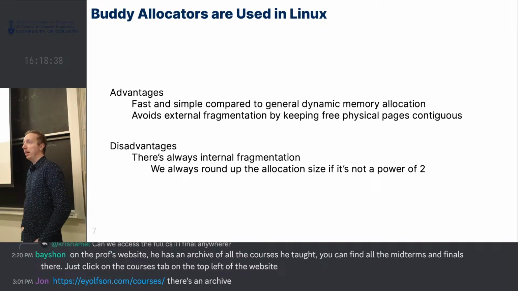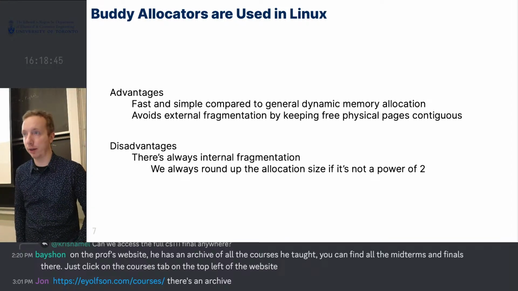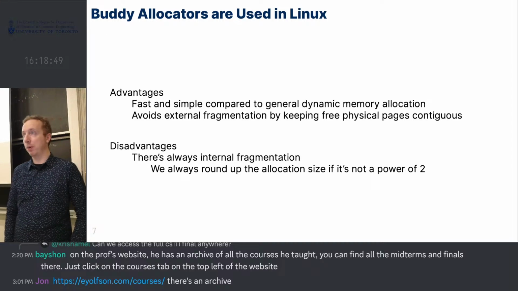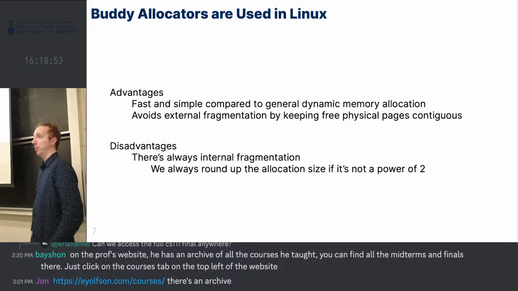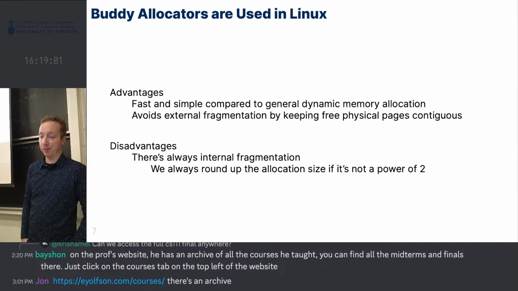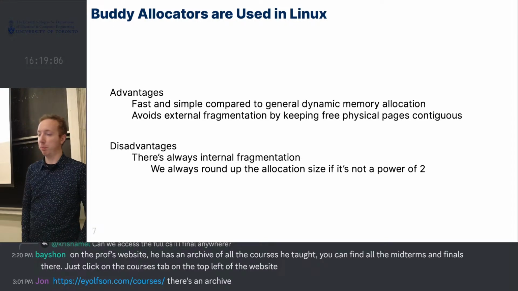So yeah, the buddy allocator is one of the primary allocators actually used internally by the Linux kernel. Advantages: it's fast and simple compared to general dynamic memory allocation, where we just have one free list and have to search it every single time. Coalescing is really hard and searching it is really slow. So this is a much better approach for that.